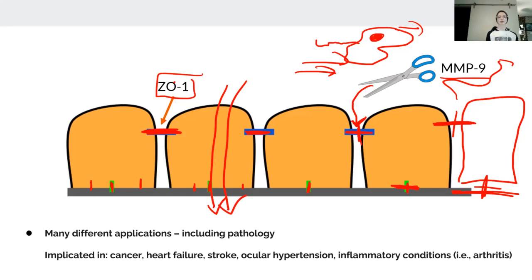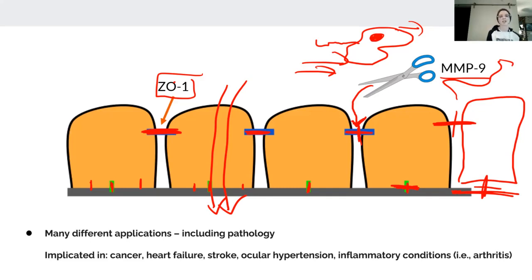And because it has such a wide variety of uses, it also has quite a few implications in pathology and in disease. The most well known is going to be cancer metastasis. And so when cells break off like this and travel downstream, it's not difficult to imagine how that might be implicated in cancer spreading, right? If failure in cell adhesion implicated by MMP-9 is induced, then maybe a cancerous cell makes its way somewhere else and takes root. But it also has quite a few other conditions. Heart failure, stroke, ocular hypertension, and inflammatory conditions such as arthritis are all heavily linked to MMP-9.